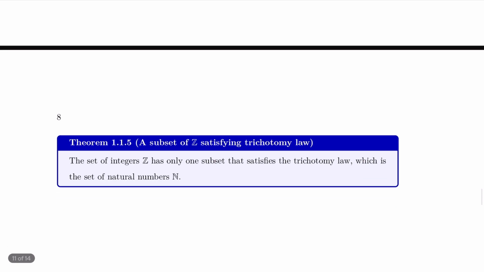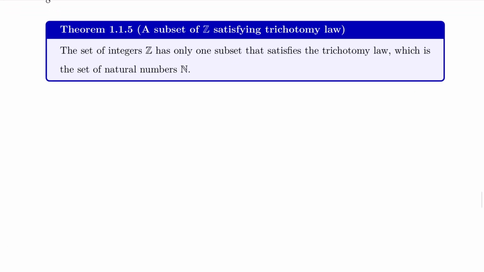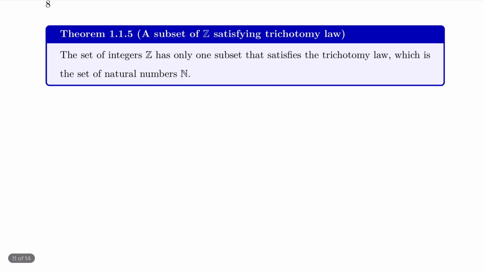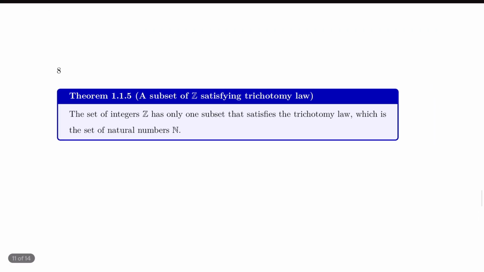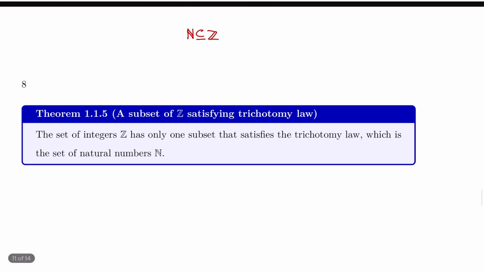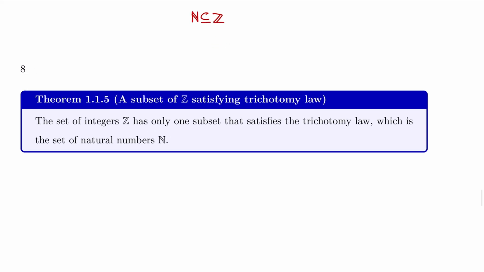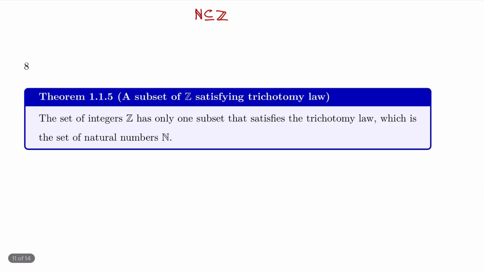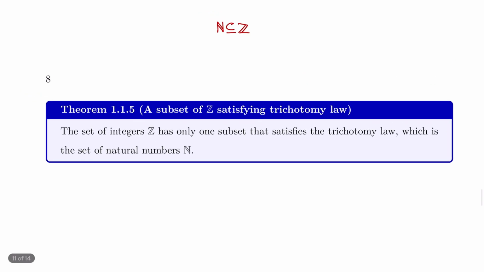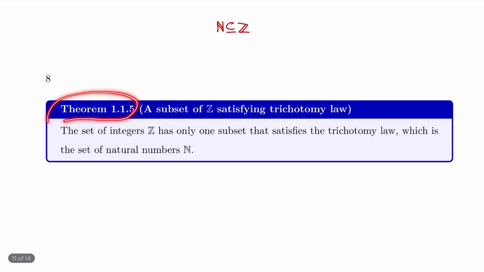In the next video, we will use the trichotomy law to prove this inequality. We've known that the natural numbers, which are a subset of the integers, satisfy the trichotomy law. My question is: is there any other subset of the integers satisfying the trichotomy law? So we will go to this theorem in the next video.